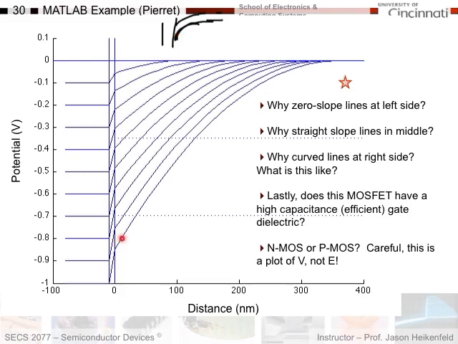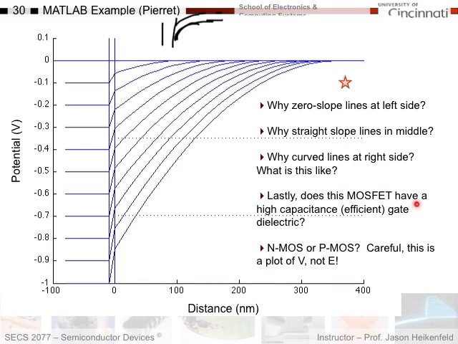You can see that here. And then as I go further and further out, eventually I get to this point where the semiconductor has no band bending and my change in voltage versus distance, or E field, goes to zero. Okay? Lastly, do you think this MOSFET has a high capacitance in terms of efficient gate dielectric or coupling of the voltage? What do you think, yes or no?